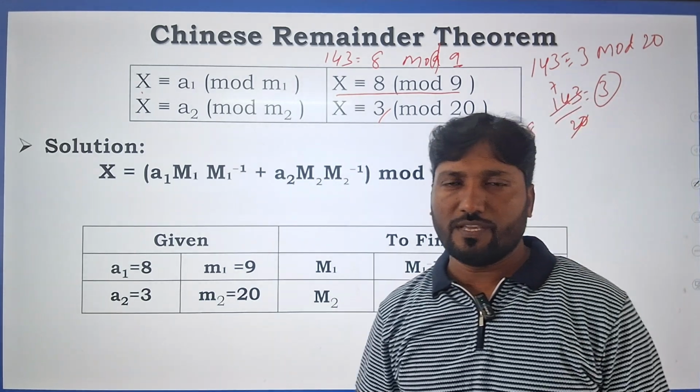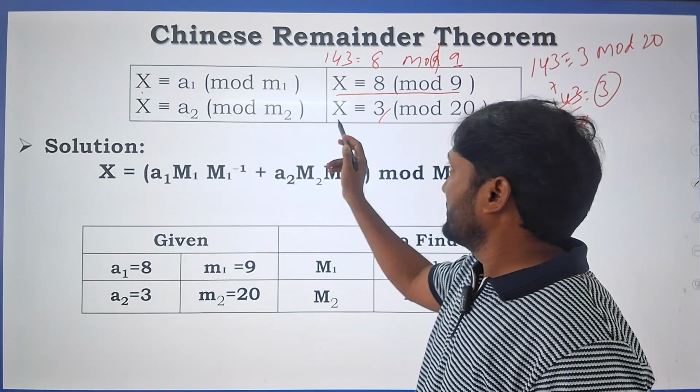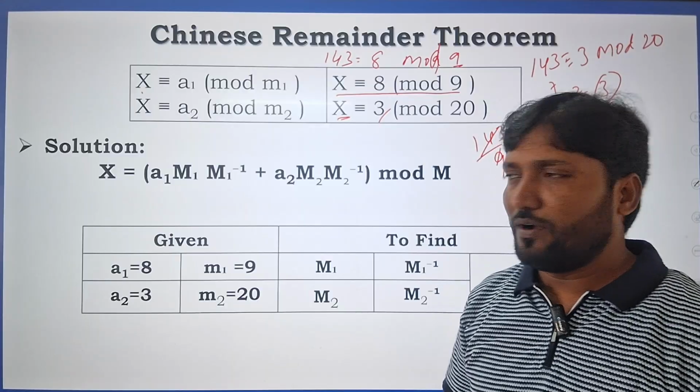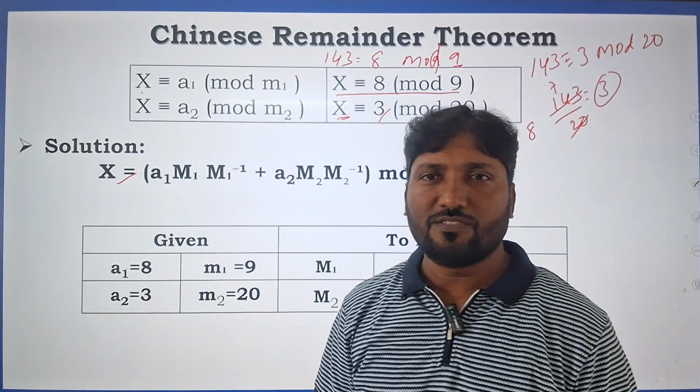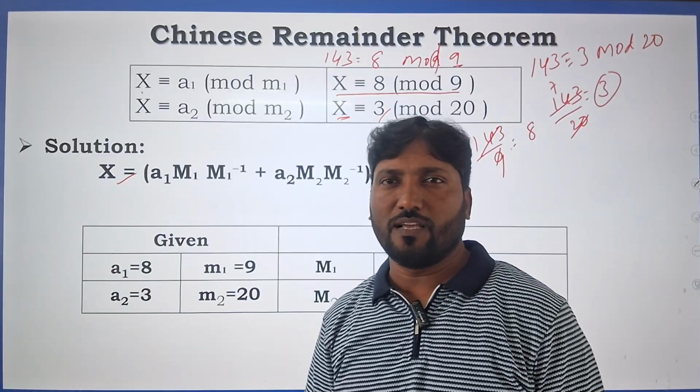Just like that, we can calculate the x value with the help of the single solution in the CRT, the Chinese remainder theorem. This is the simple example.